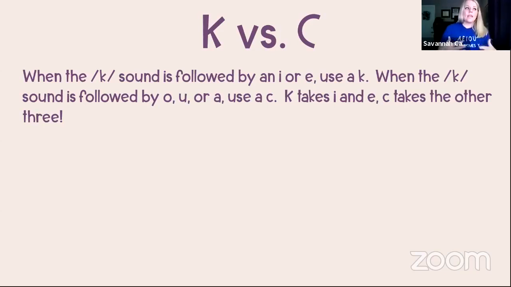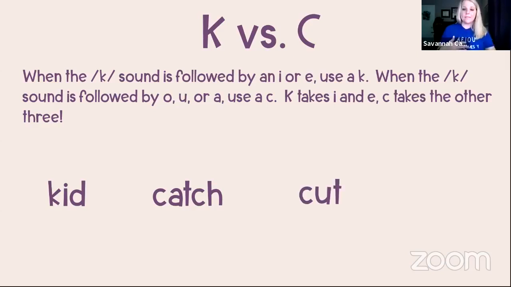In my Orton Gillingham training, they taught us this little jingle: K takes I and E, C takes the other three. And we'll see later why K has to represent those sounds, but for right now, just keep that in mind. So kid, the K sound is followed by an I, so we have to use a K. Catch, the K sound is followed by an A, so we have to use a C. Cut, K is followed by a U, so we have to use a C.